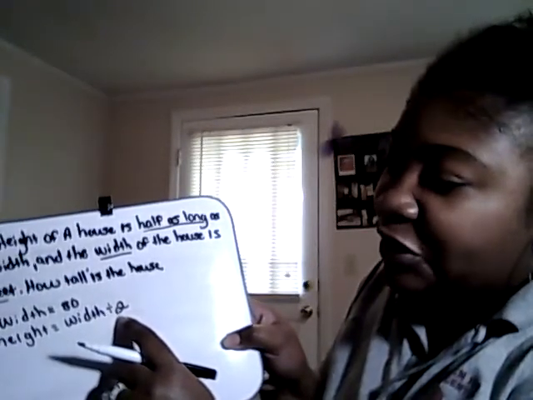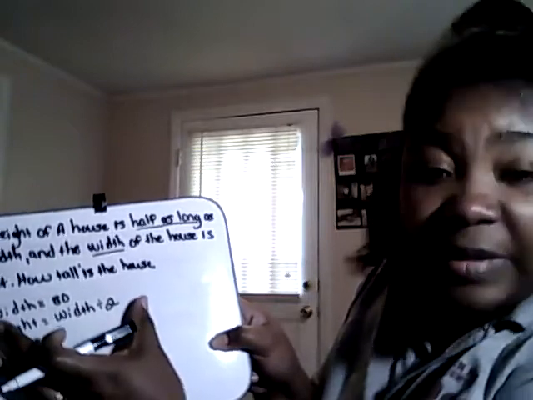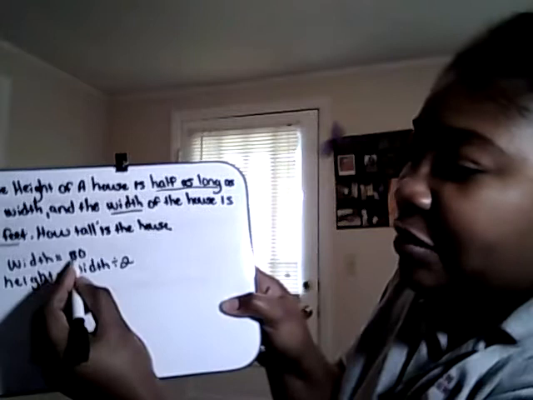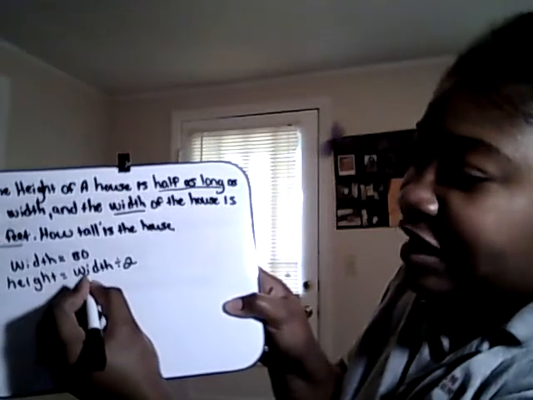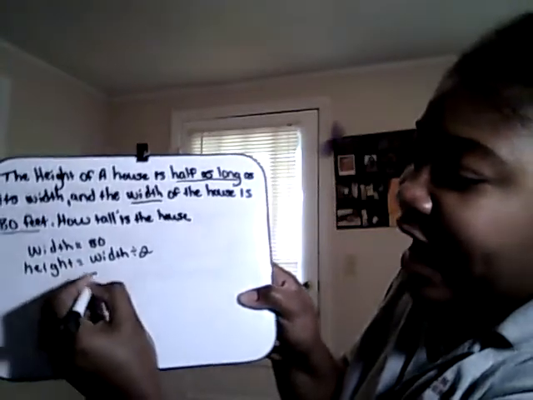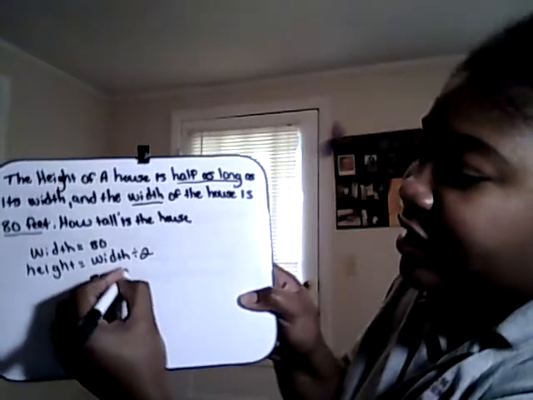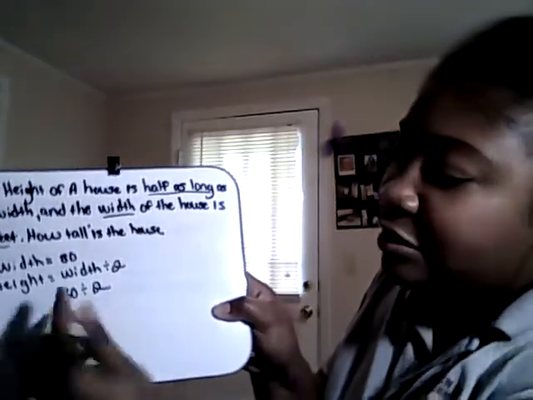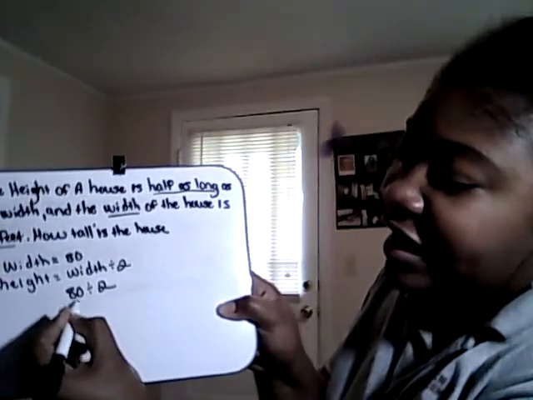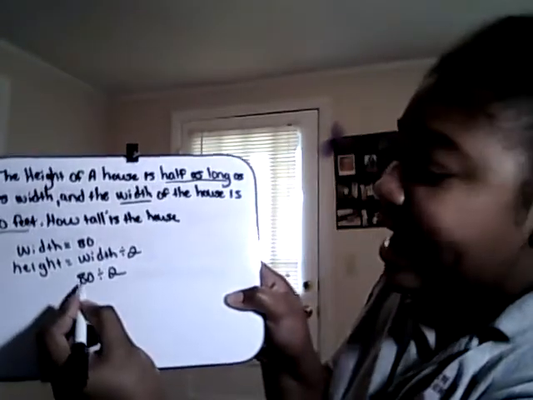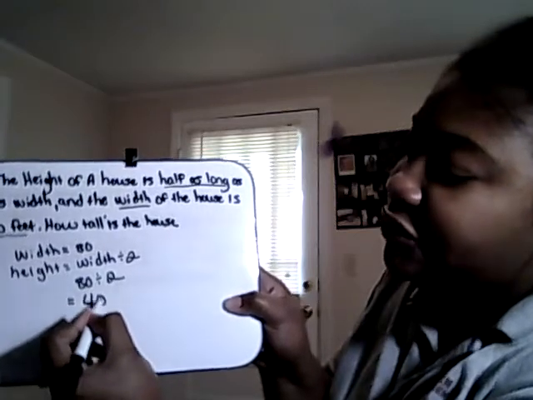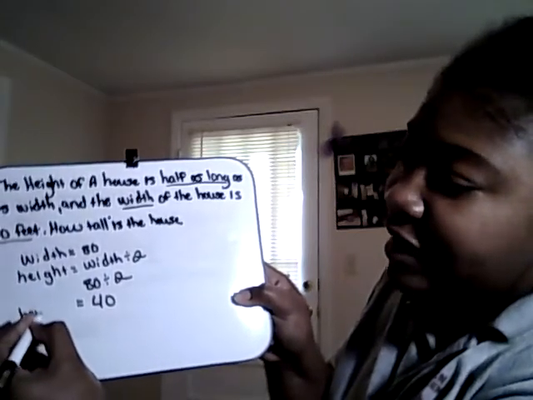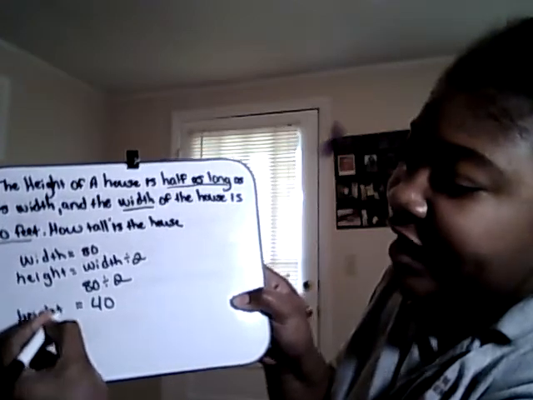Now I have this information, so now I'm going to go ahead and try to solve it. So 80, which is our width. I'm going to say 80 divided by 2. Half of 80, if you put that in the calculator, or you just know, half of 80, our answer is 40. So the height, how tall is the house? The height is 40.